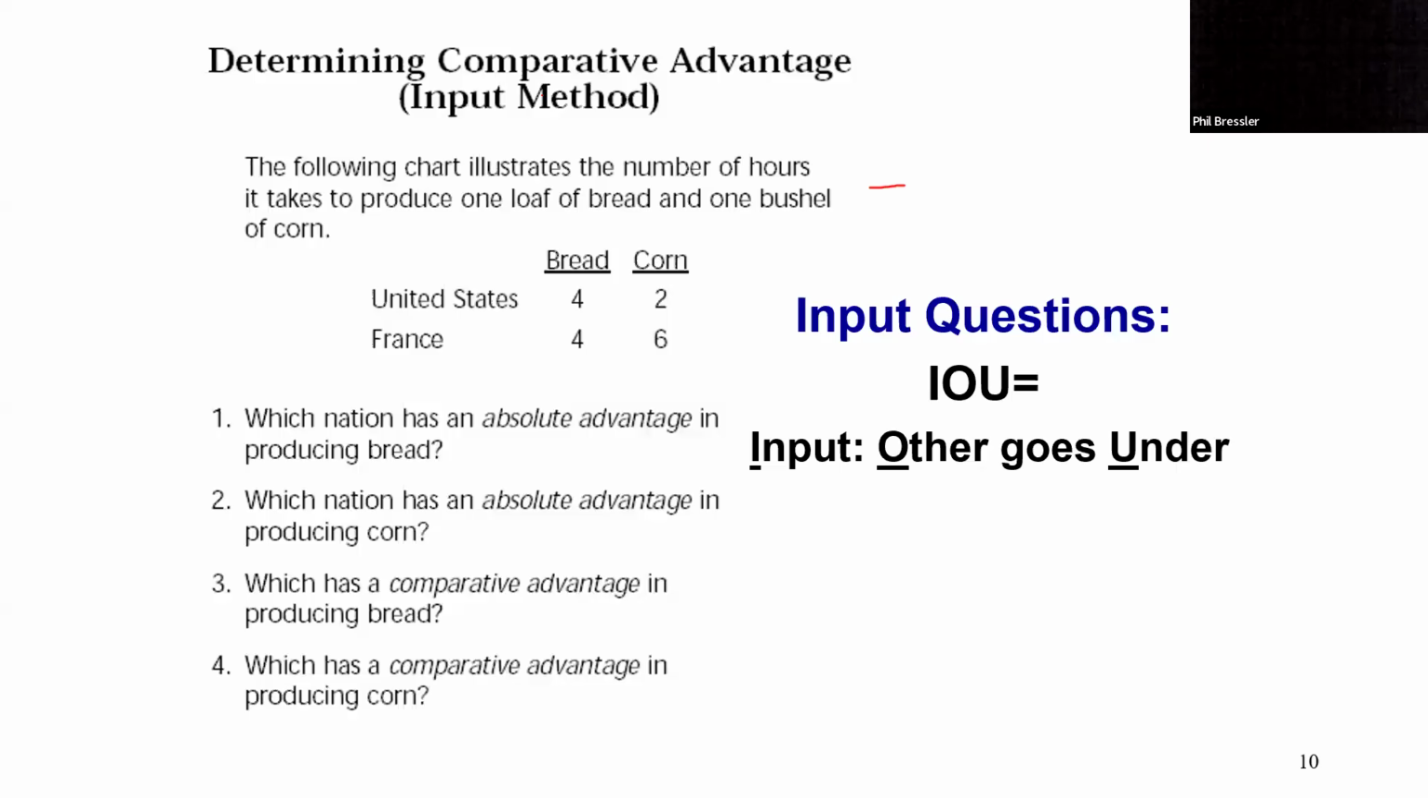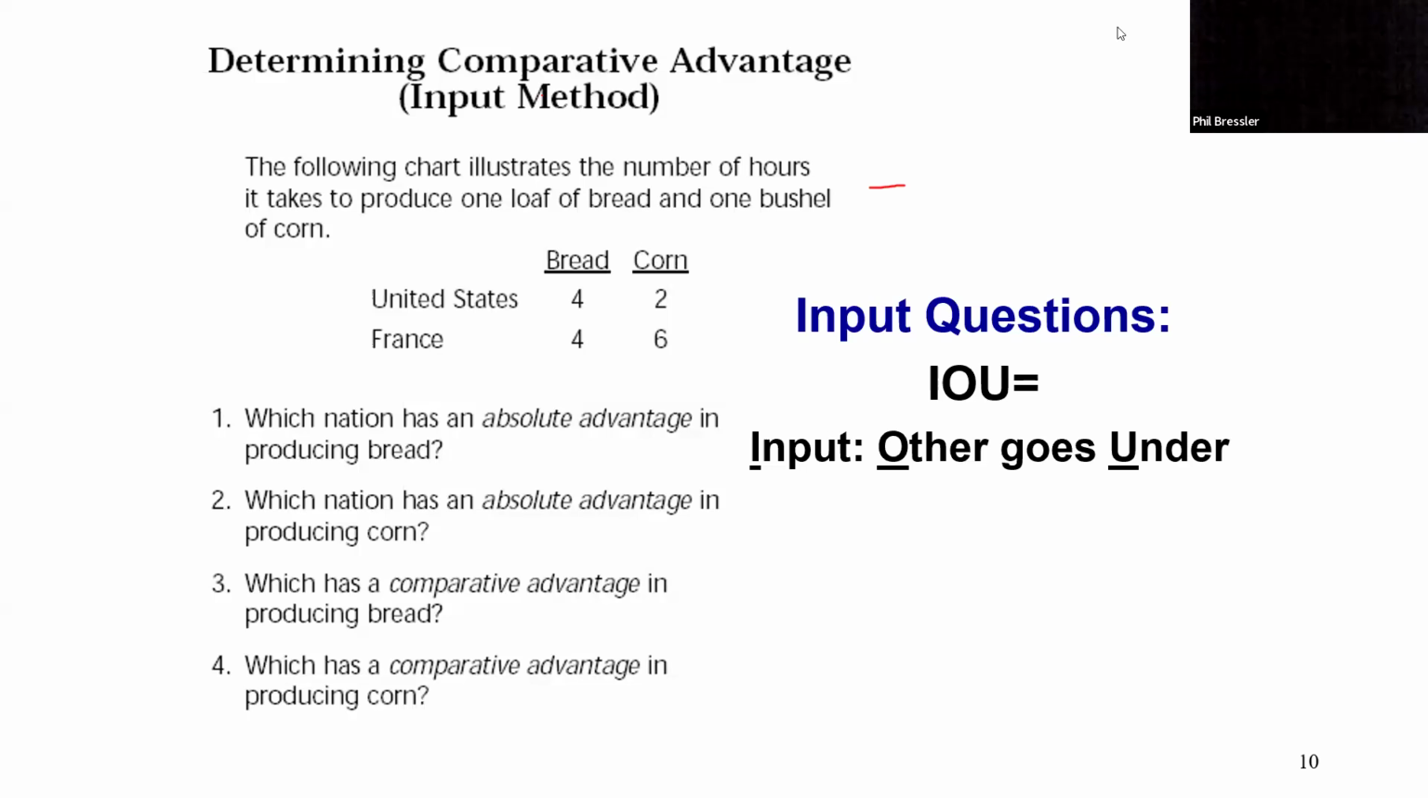Now, first, what nation has the absolute advantage in producing bread? Well, let's look. Neither. It's 4 and 4. It's a tie. What nation has the absolute advantage in producing corn? Well, it takes the United States 2 hours to produce a bushel, and it takes France 6. I want to spend less time, so the United States has the absolute advantage in producing corn.